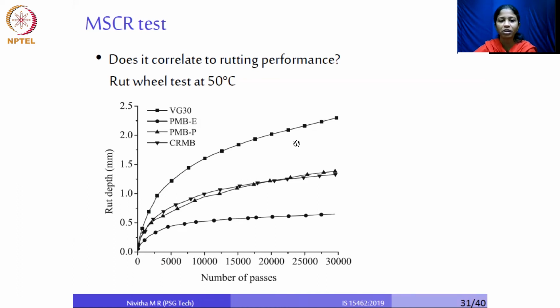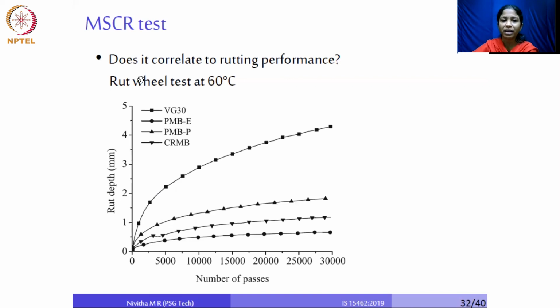Again, this is from one particular study. So you can see here that the rut depth is higher. It's about 30,000 passes. This is from a dry rut wheel testing. You can see this is at 50 degrees Celsius. This is VG30. This is PMBE, PMBP, and CRMB are here.